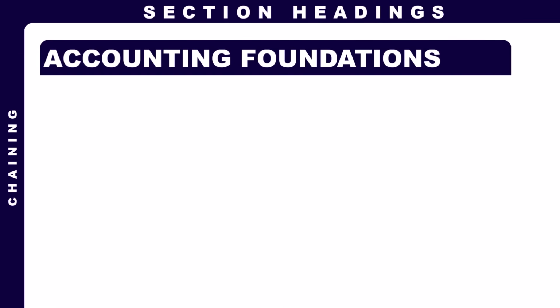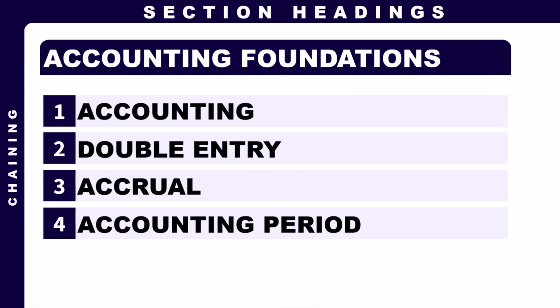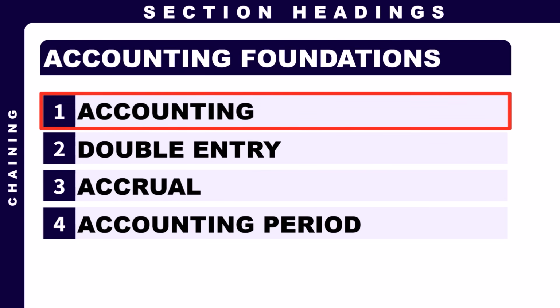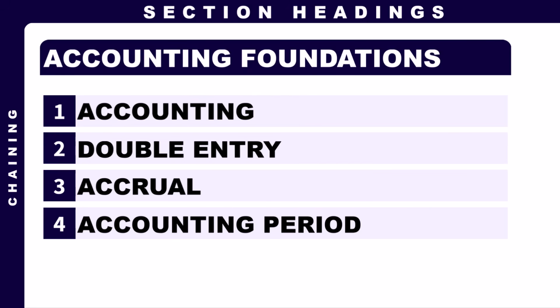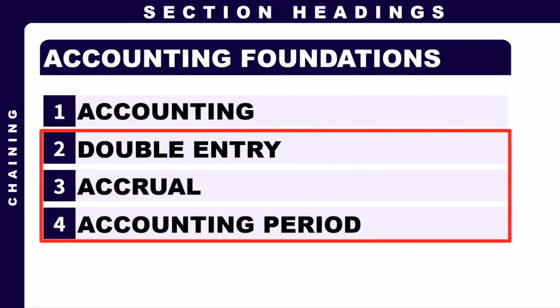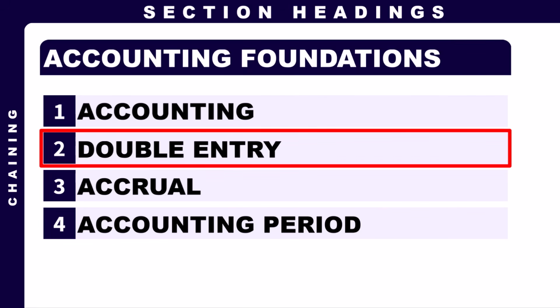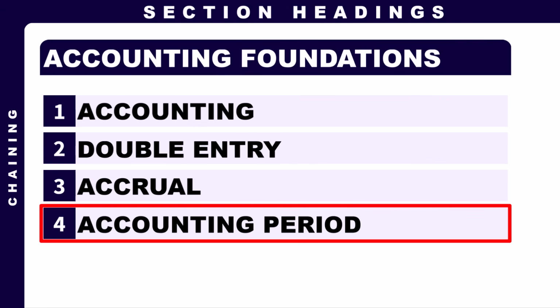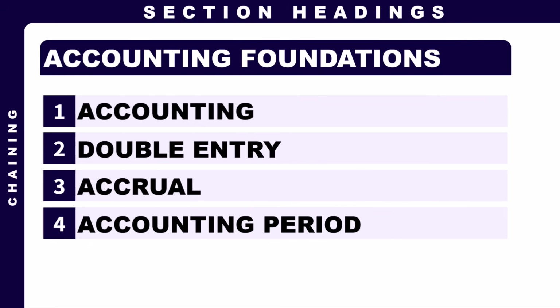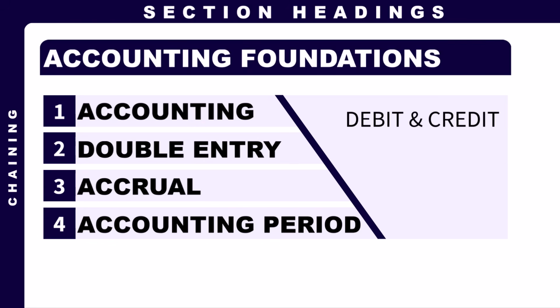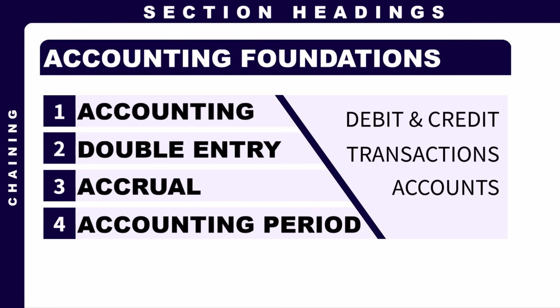We have 4 sections in this video. The first section is very short, and it is where we simply define accounting using an illustrative diagram. Then we will sequentially advance to the next sections and explore these building blocks of accounting: double entry, accrual, and the accounting period. In some of these sections, we're unlocking other core accounting terms and concepts such as debit and credit, transactions, accounts, and so on.